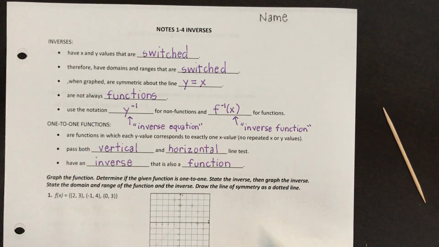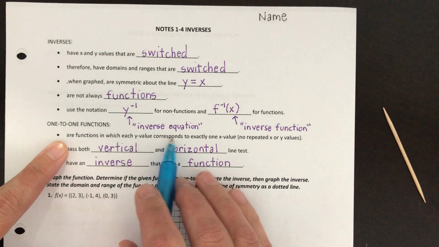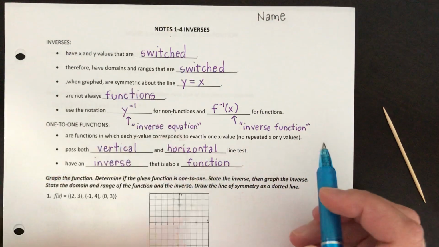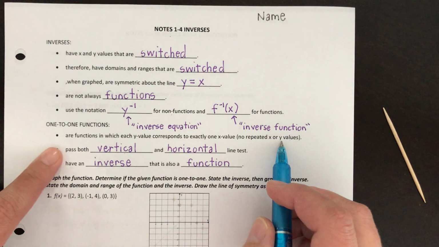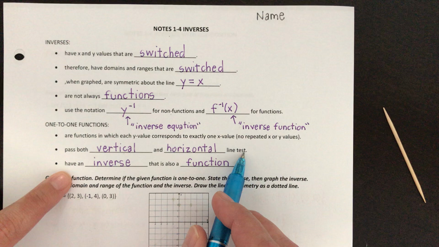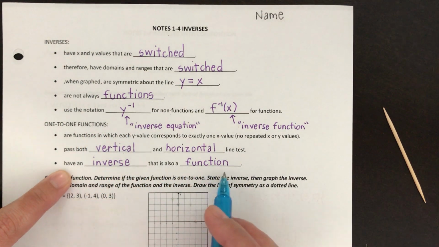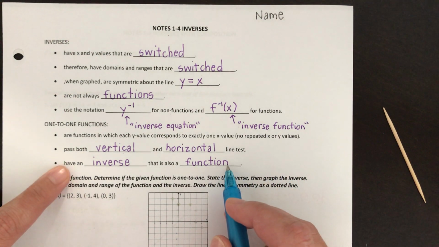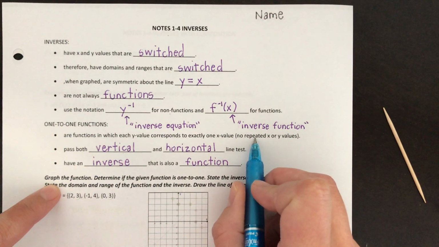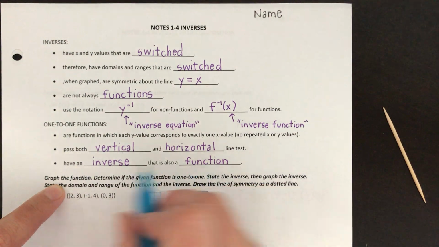Okay, so one-to-one functions. That's a new definition for you. One-to-one functions are functions in which each y value corresponds to exactly one x value. In other words, there are no repeated x or y values. One-to-one functions pass both the vertical and the horizontal line test. They have an inverse that is also a function, and that makes sense because if inverses have x and y values that are switched, and the y values don't repeat, then when you switch them, the x values won't repeat, so you will have a function.